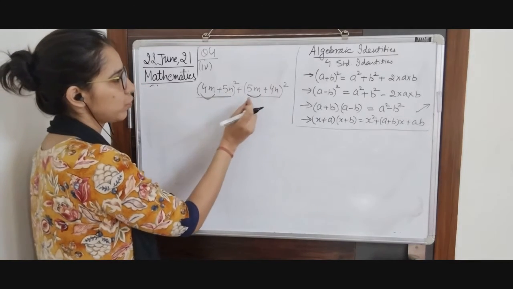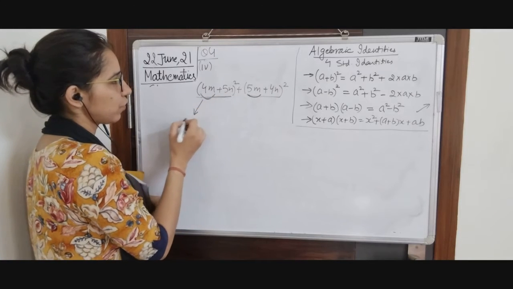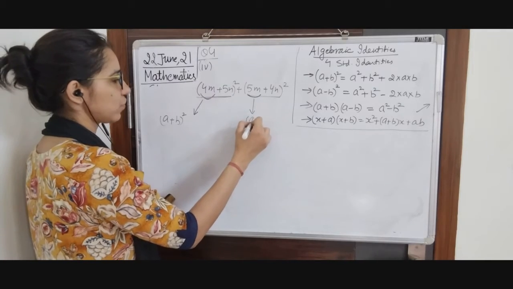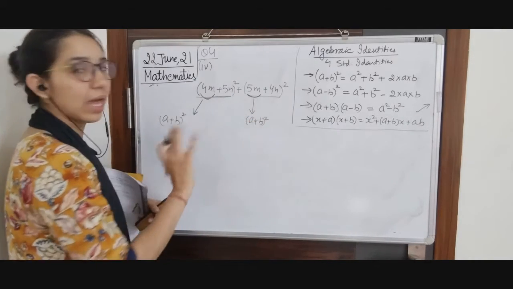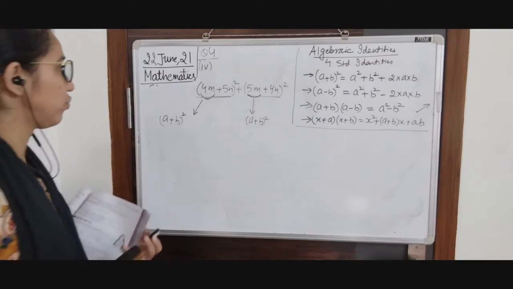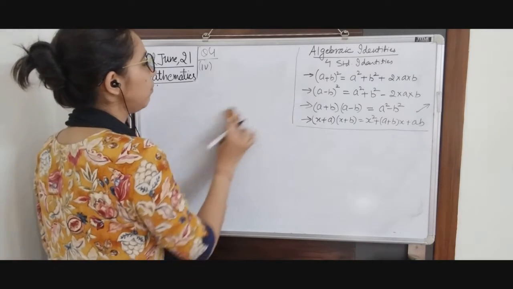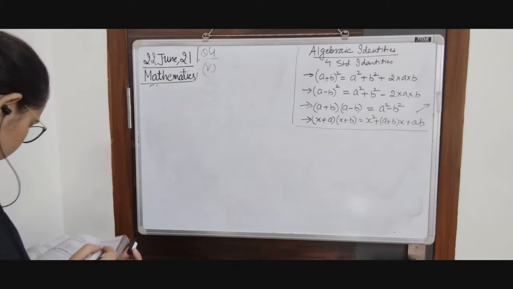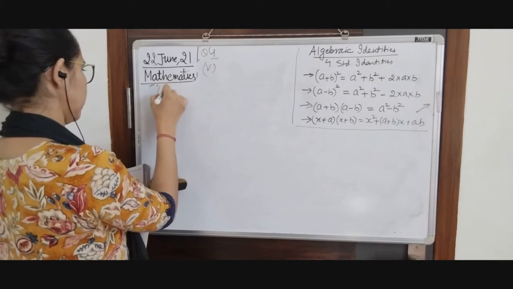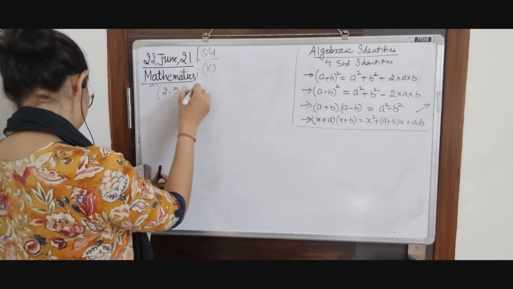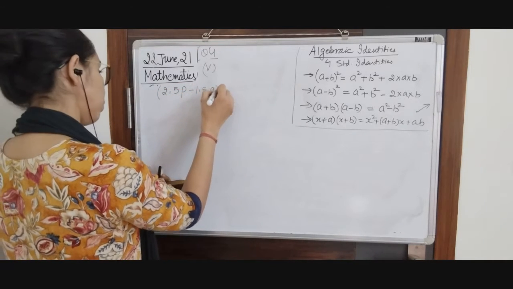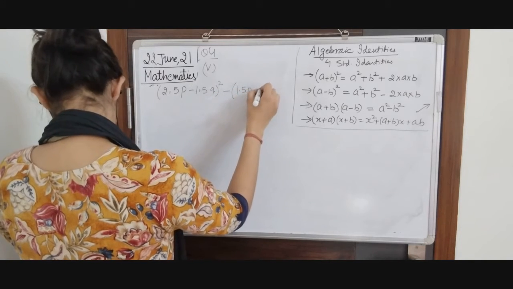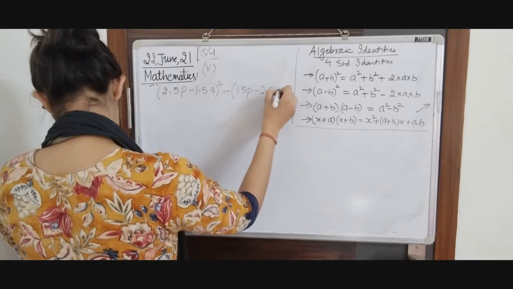We can't club them together. We will be using first a plus b whole square formula for this one, and similarly for this one, a plus b whole square, and then we are going to do the simplification. Okay. Part 5, we have decimals. Okay, 2.5p minus 1.5q whole square minus 1.5p minus 2.5q whole square.